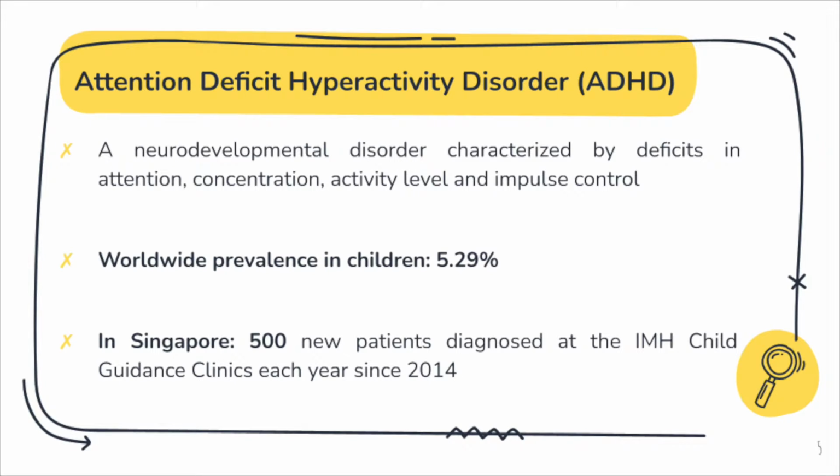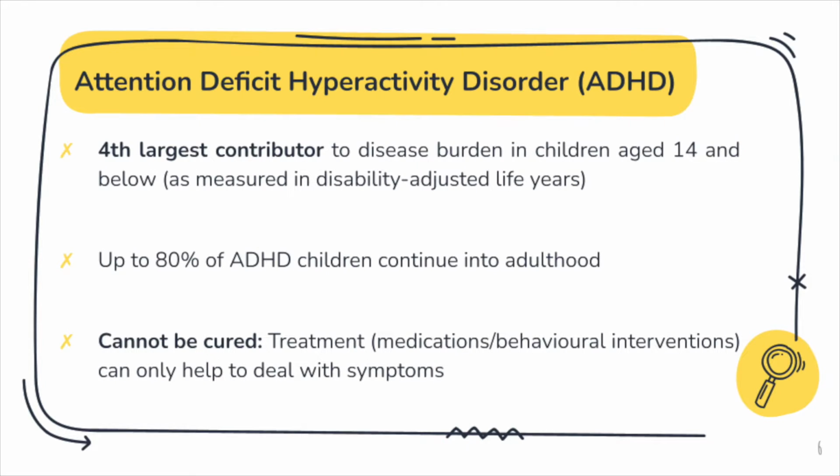From literature review, I found out that ADHD is a neurodevelopmental disorder. According to the Academy of Medicine Singapore, the worldwide prevalence of ADHD is 5.29%. In Singapore, 500 ADHD cases are diagnosed annually. ADHD is the fourth largest contributor to disease burden in children aged 14 and below. Existing treatment cannot cure this chronic disease. They can only deal with symptoms.